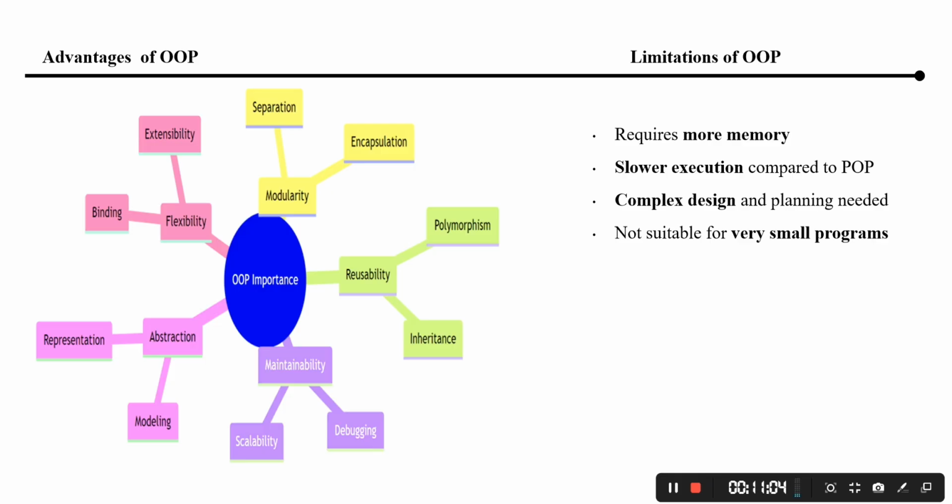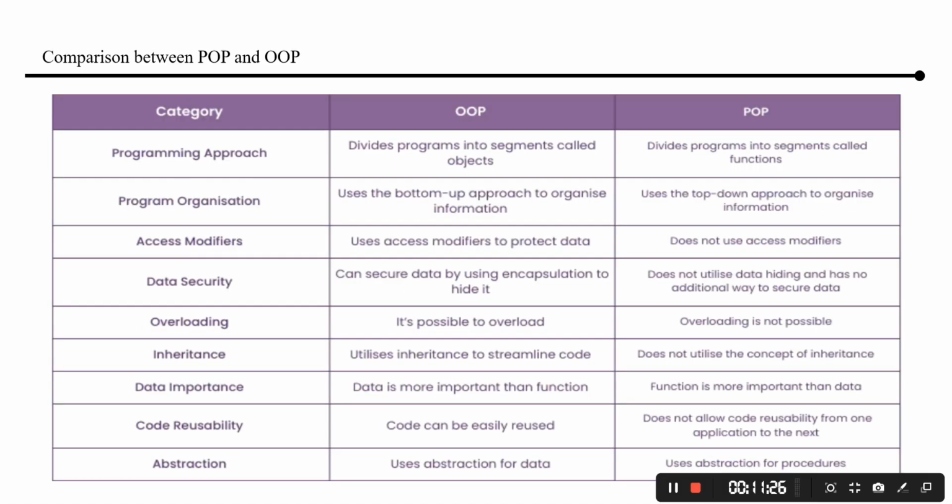So coming to the limitations of object-oriented programming, it requires more memory, and when compared to procedure-oriented programming, it is slower in execution, complex design, and of course, to achieve that, planning is needed, and it is not suitable for very small programs. So comparison between procedure-oriented programming and object-oriented programming.